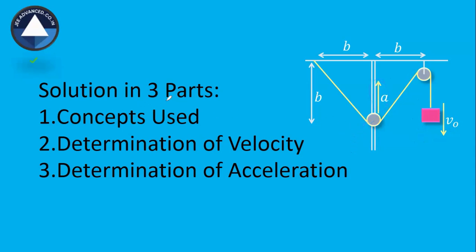The solution of this problem has been divided into three parts. In the first part, we will review which concepts are required to solve such a problem. The second part consists of determination of the velocity of this pulley, that is, the pulley that is sliding over the slider. And in the third part, we are going to determine the acceleration, which is the final problem, and we wish to know its value.